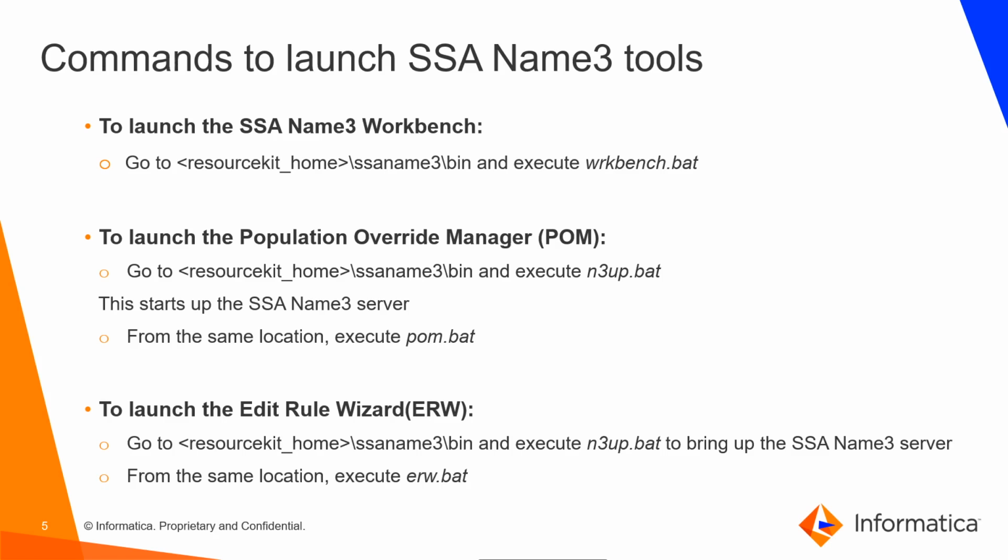In order to launch the population override manager tool, which is POM, you first need to bring up the SSA Name3 server. There is a batch file for this, which is n3up.bat, present in the SSA Name3 bin folder. Once the SSA Name3 server is up, you execute pom.bat, which is present in the same bin folder. This brings up the population override manager. And then there's another tool called edit rule wizard. For this too, you need to make sure that the SSA Name3 server is up and running. Once the server is started, you can execute erw.bat, which is another batch file present in the same SSA Name3 bin folder.